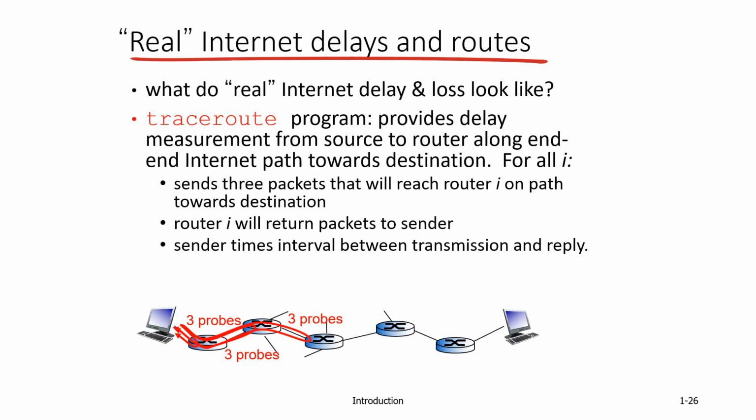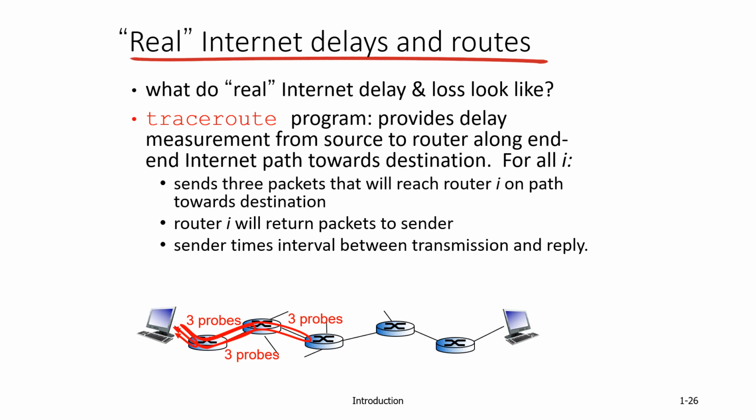What are the real internet delays? How do we measure these delays? Okay. We use a program called traceroute. It provides the delay measurement from the source to the router along the end-to-end path between any source and destination. It uses a protocol called ICMP, or Internet Control Message Protocol.